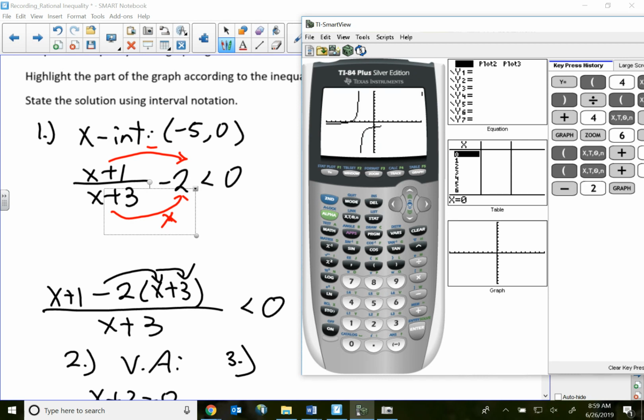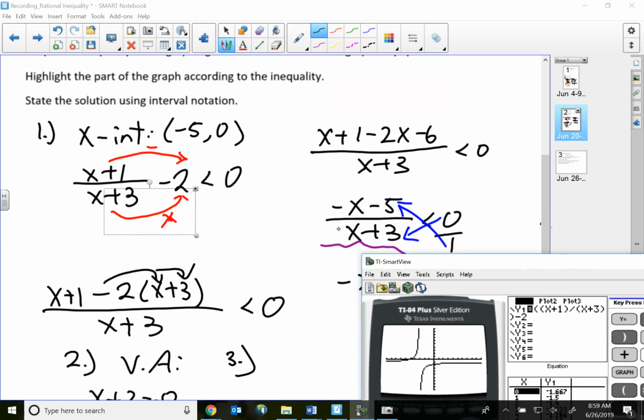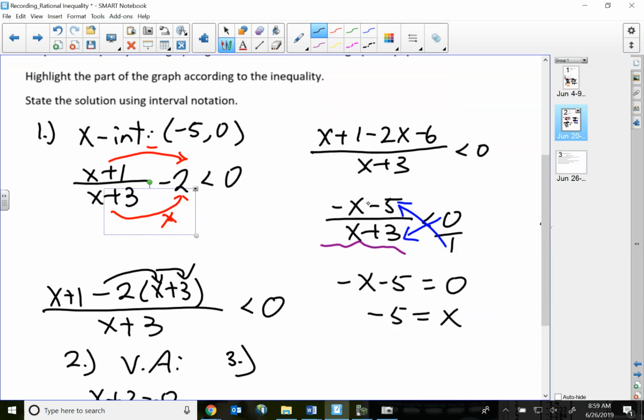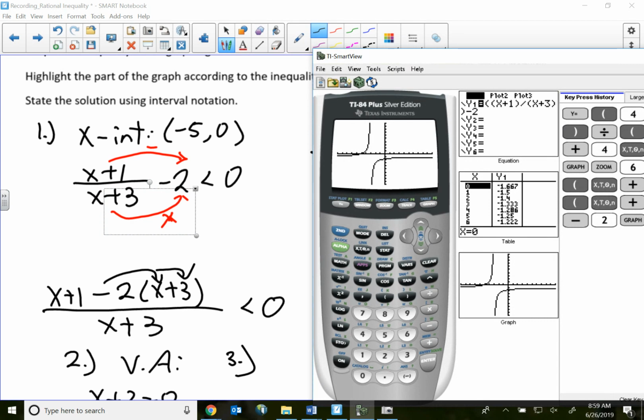As you can see, the degree of the numerator and denominator here are the same. So the leading coefficient is your horizontal asymptote, which is negative 1. And that's what's kind of showing here. Can't really see it, but there's actually a horizontal asymptote right here, negative 1.